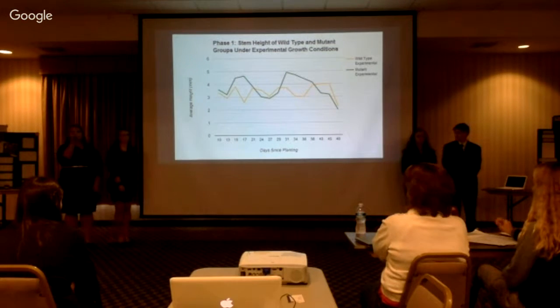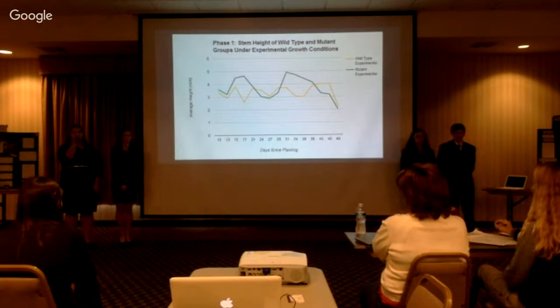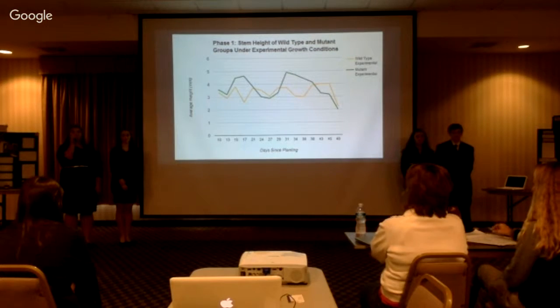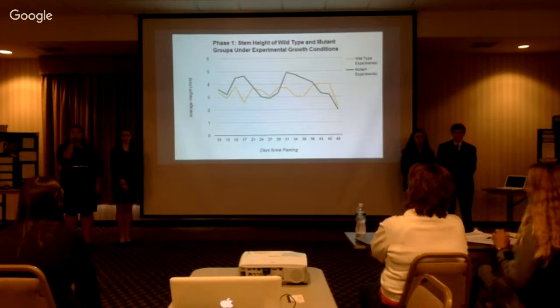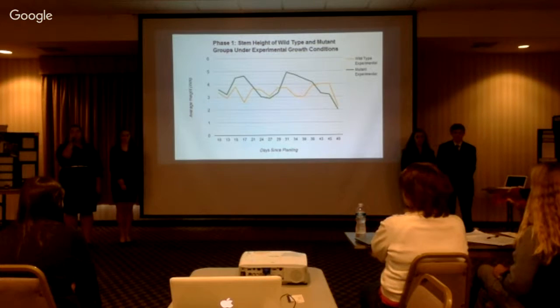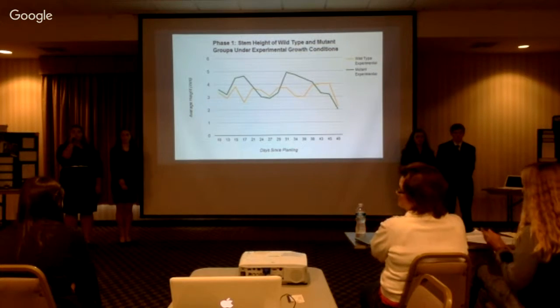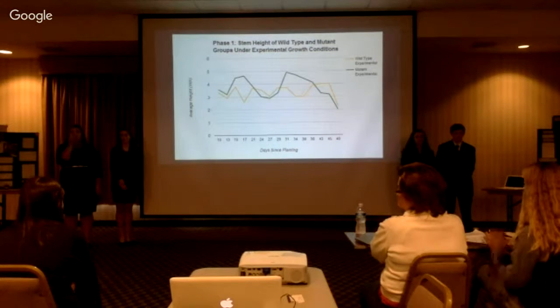This graph shows the stem height of wild-type and mutant experimental A. thaliana. It was seen that both plants experienced sporadic growth patterns and increase and decrease of height. Both plants began to drastically decrease toward the end of the experiment because of an excessive buildup of magnesium sulfate on the soil, which caused a drought in the plants, which in turn caused oxidation.